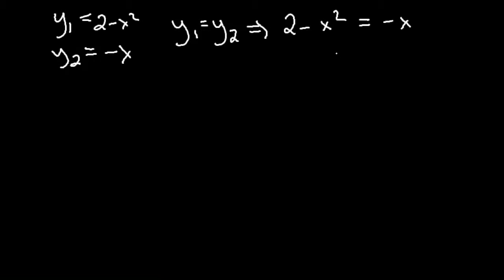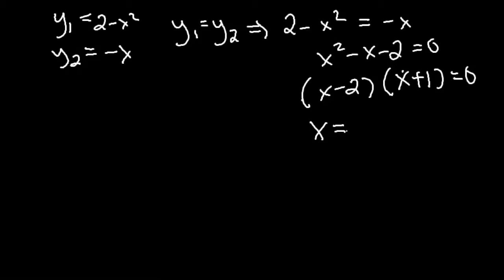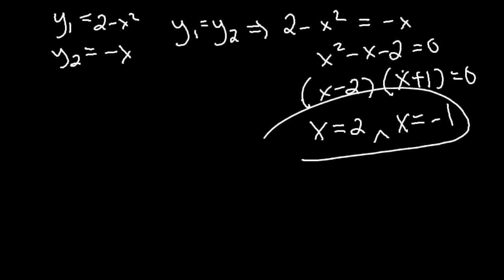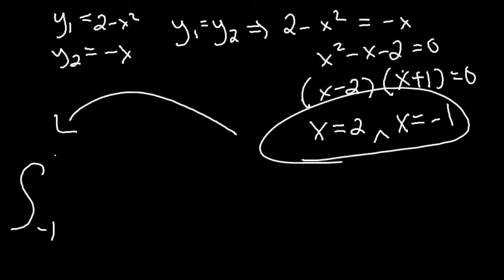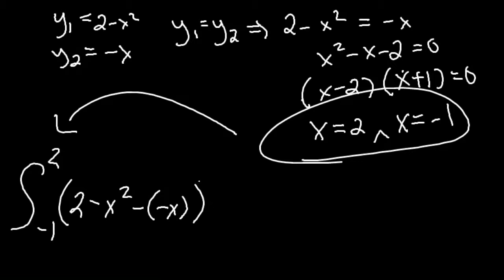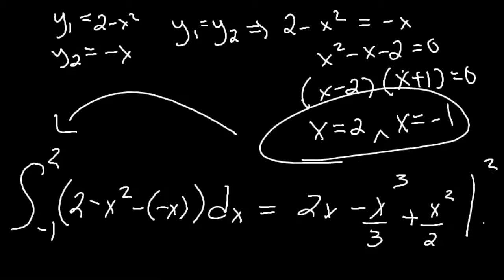In this case, we set 2 minus x squared equal to negative x. We solved for x and got x equals 2 and x equals negative 1. Those two numbers are your new limits of integration. Then, the problem becomes just like example 1. You subtract the lower function from the higher function, you solve with respect to your limits of integration, and your final answer should be 9 over 2 units squared.